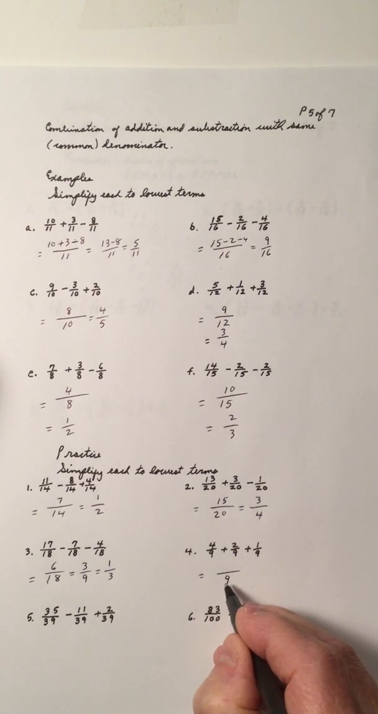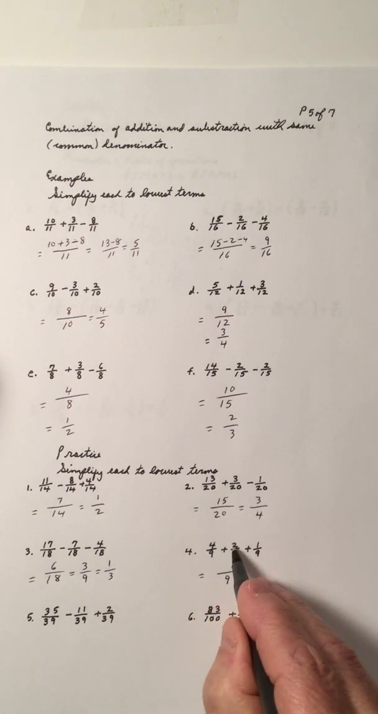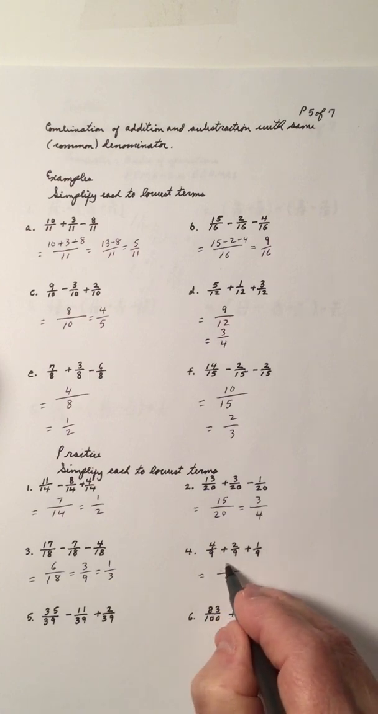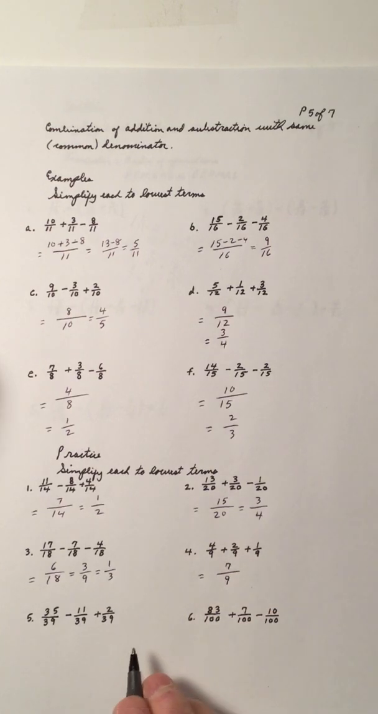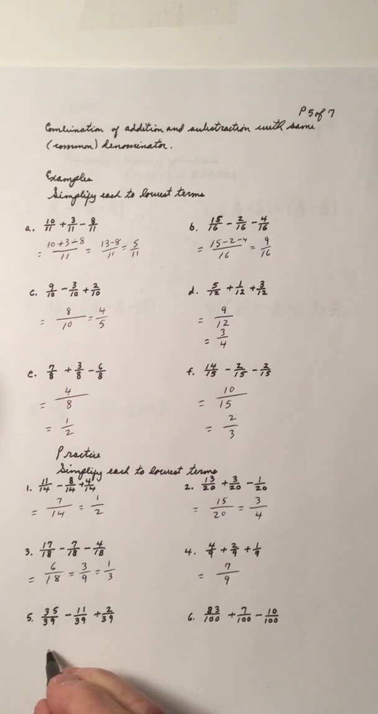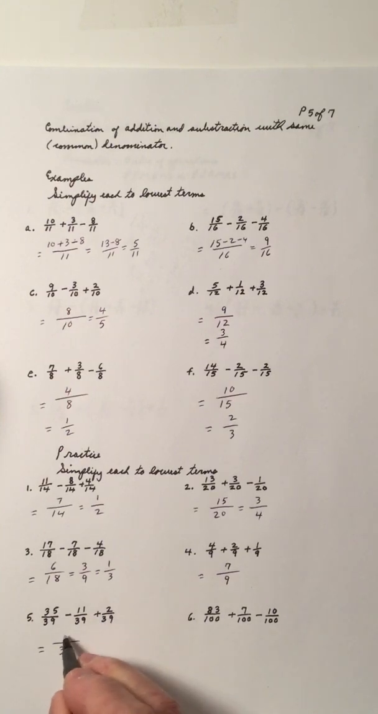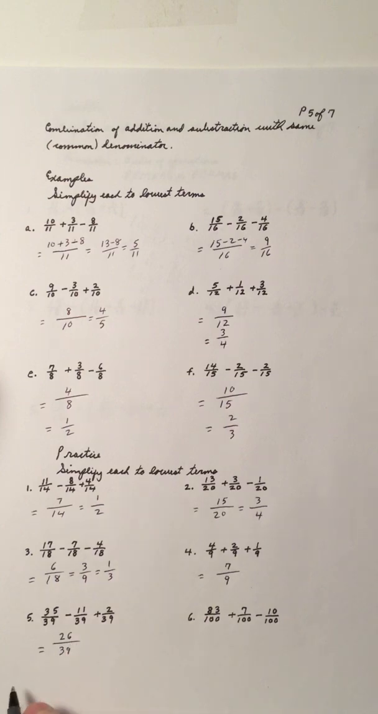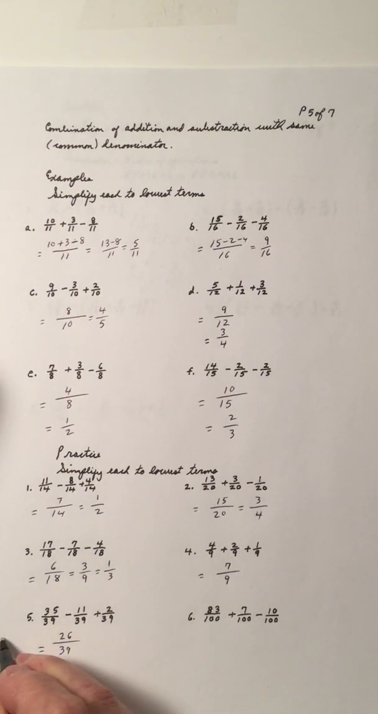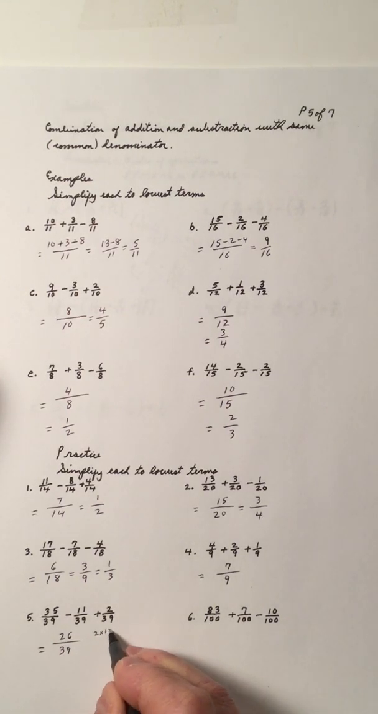9 is your common denominator, so we add 6 plus 1 is 7. 7 over 9 can't reduce. 7 is prime. 39 is your common denominator. 35 subtract 11 is 24. 24 add on 2 is 26.